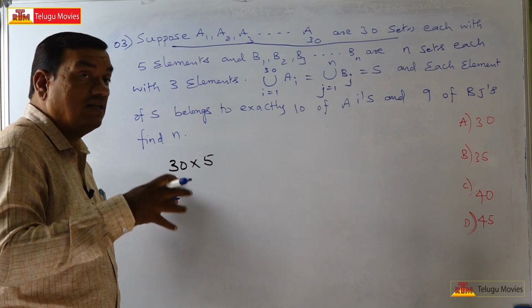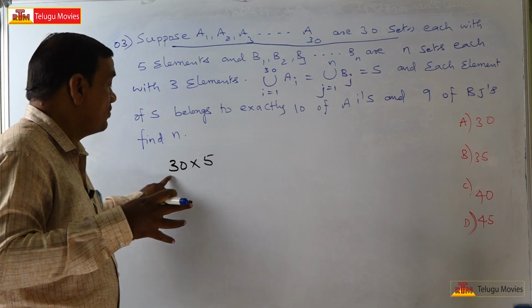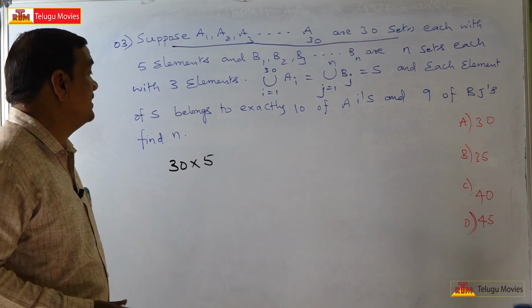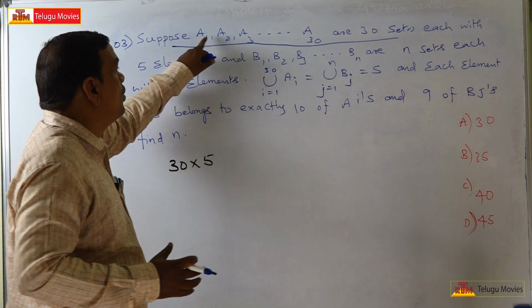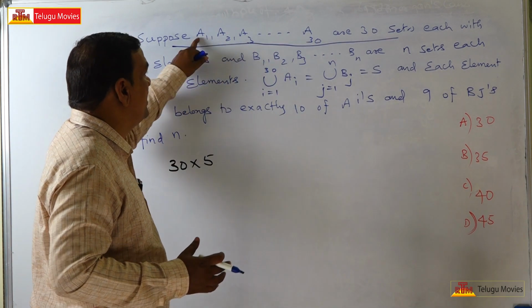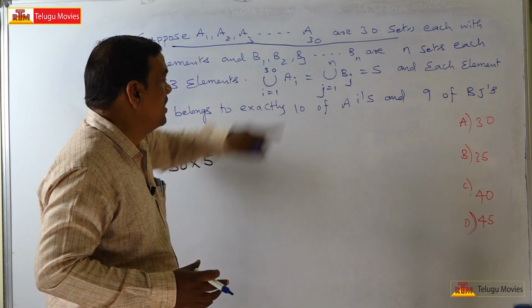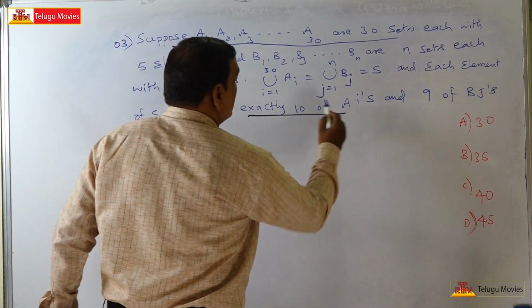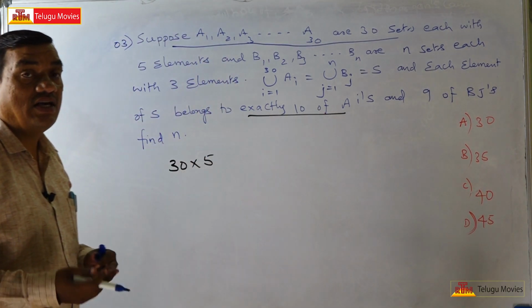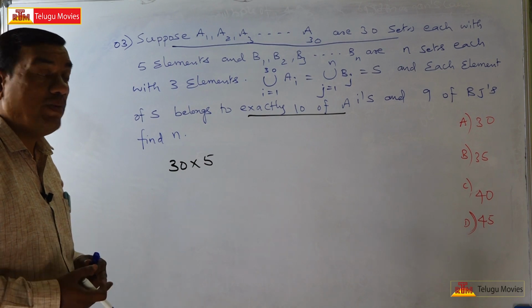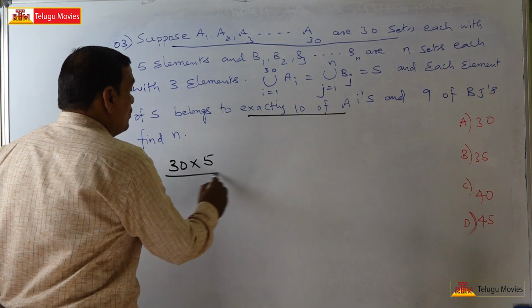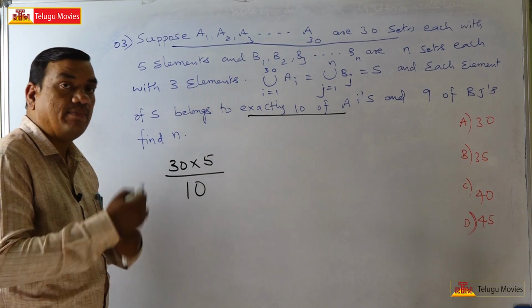We will think that there are 30 fives, or 150 elements. But there are some elements which belong to A1, A2, A2, A3, A1, A3, and A5, A6. How many are there? 10 elements are common. To make it perfect, what do you have to do? You have to divide by 10, just like the previous problem.